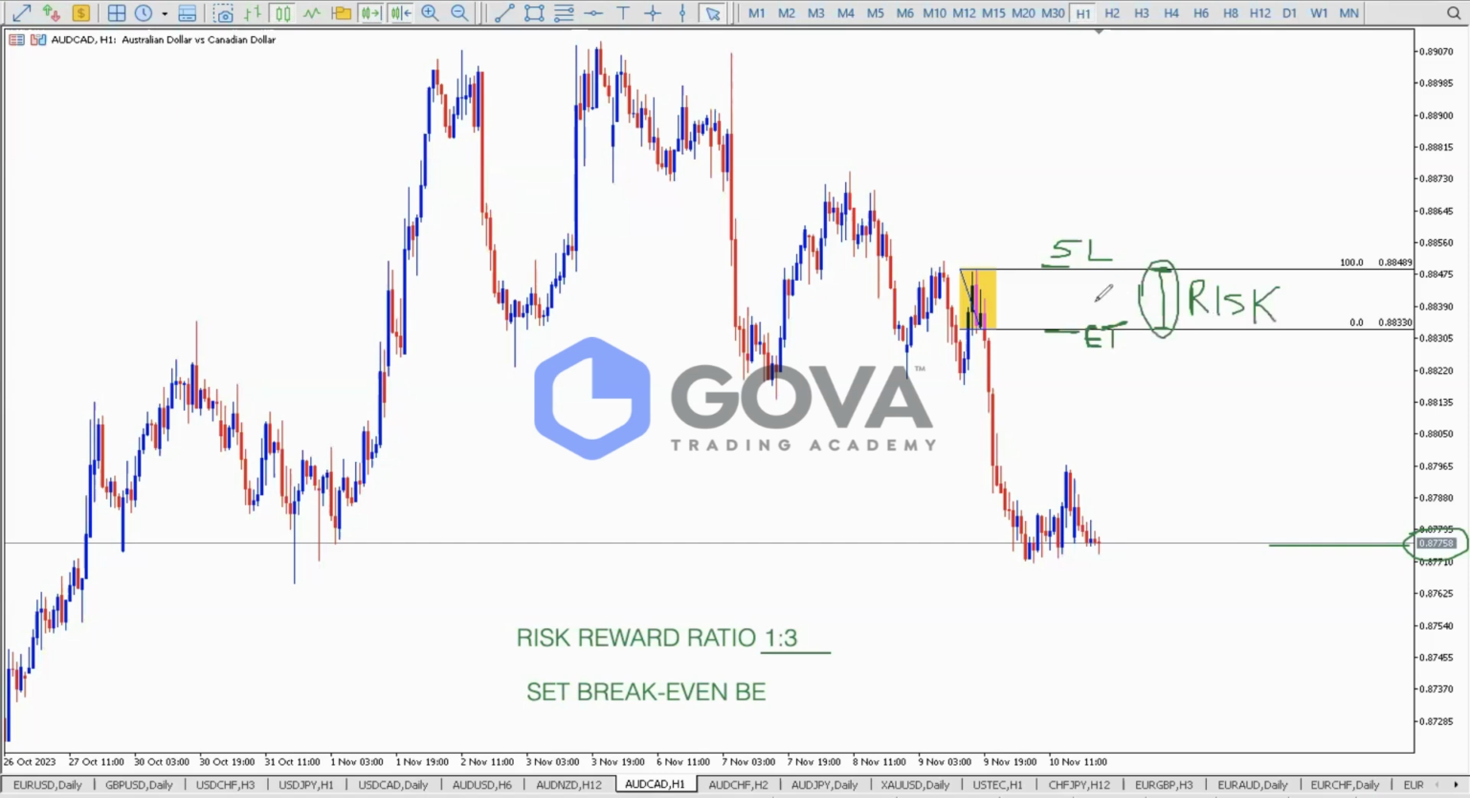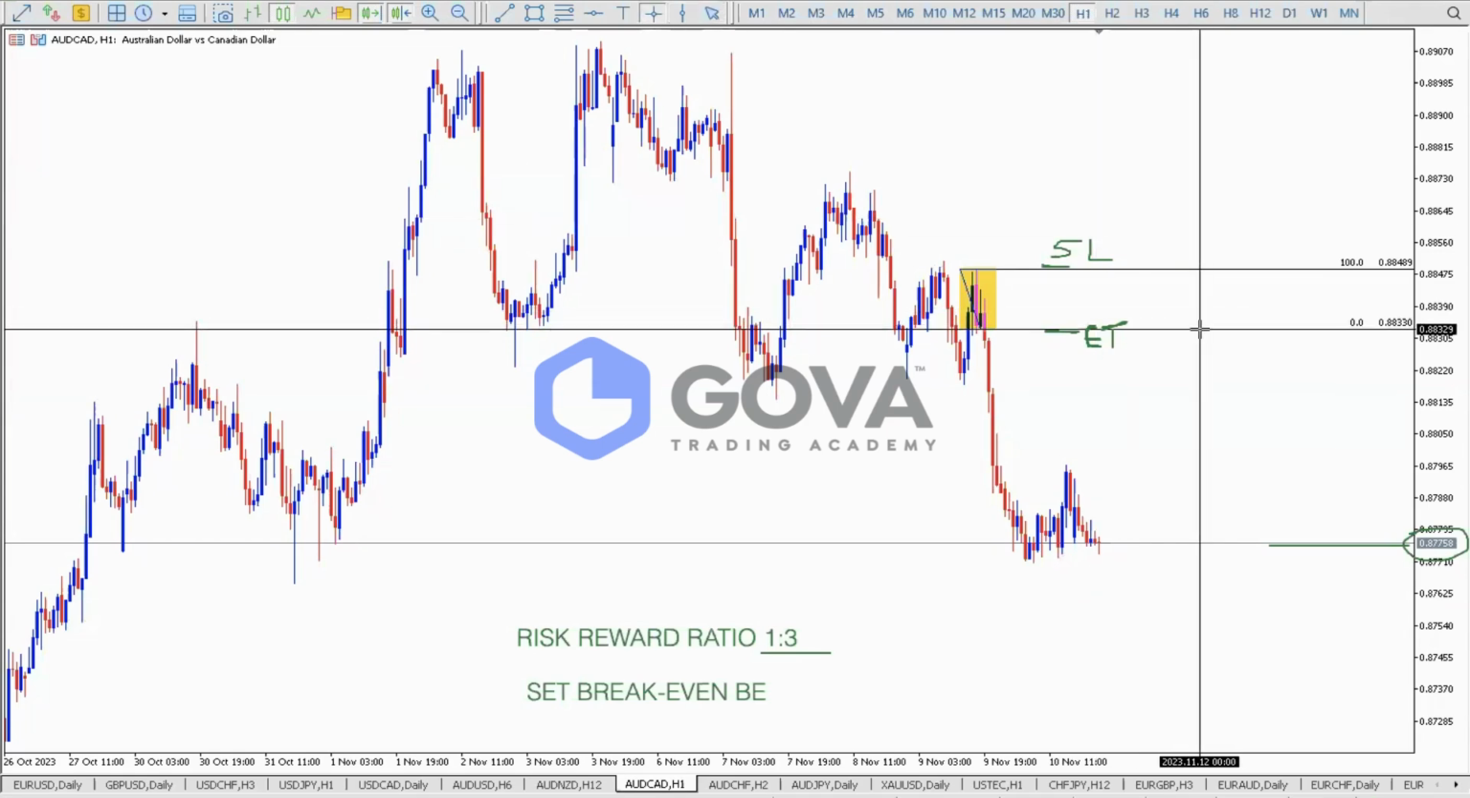Now, whatever amount you risk here is going to be 3 times of what you are expecting as a profit. It's going to be 3 times of what you are expecting as your reward. For example, this is what I mean. For example, let us calculate what risk we have. What risk do we have here?